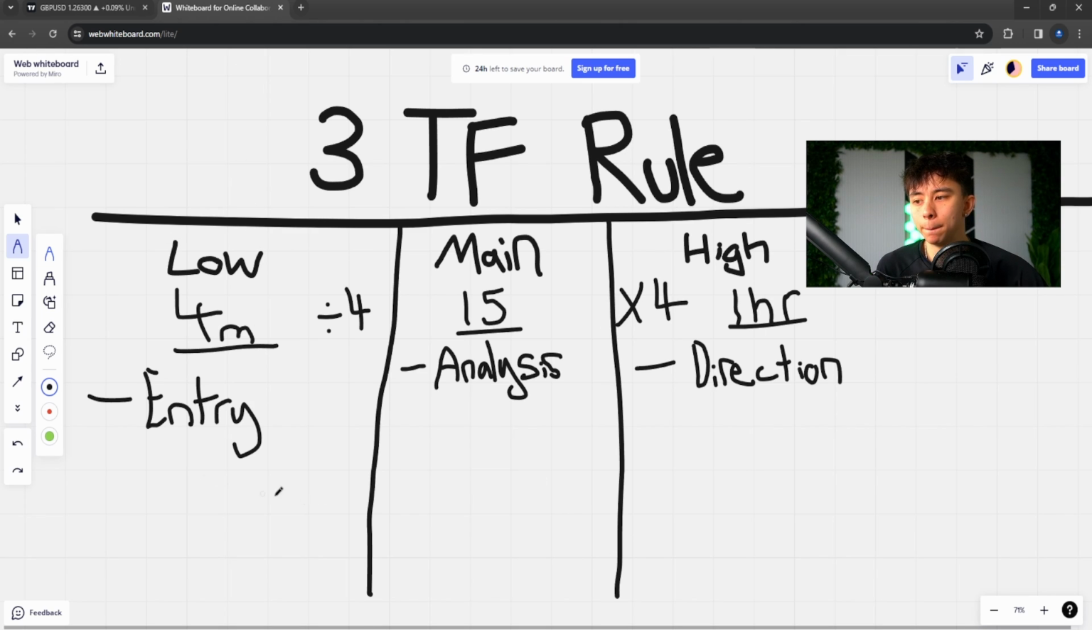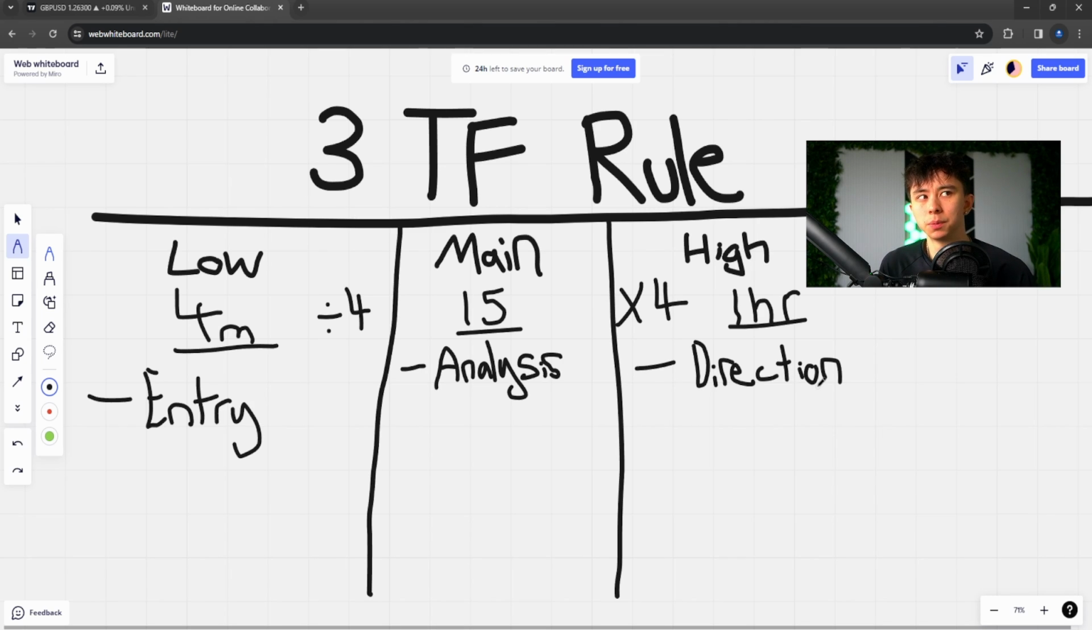So these are the main purposes of the 3 time frame rule. Your high is going to be your direction, your main is going to be analysis, and your low is going to be entry. If you can follow this, you will be way more profitable. However, I'm going to tell you now, there are other things that can really help with each time frame.